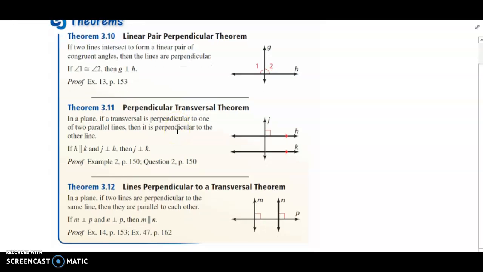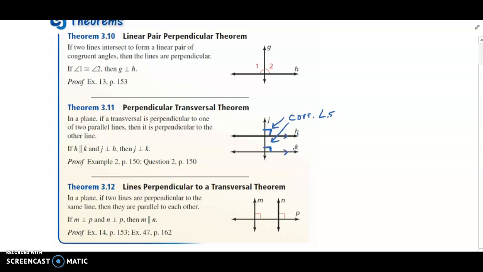All right, so the second one is the perpendicular transversal theorem. So it says in a plane, if a transversal is perpendicular to one of 2 parallel lines, then it is perpendicular to the other line. So in other words, because H and K are parallel, then that means if it's perpendicular here, it also has to be perpendicular here. And if you look, that should make sense because this angle and this angle are corresponding angles.